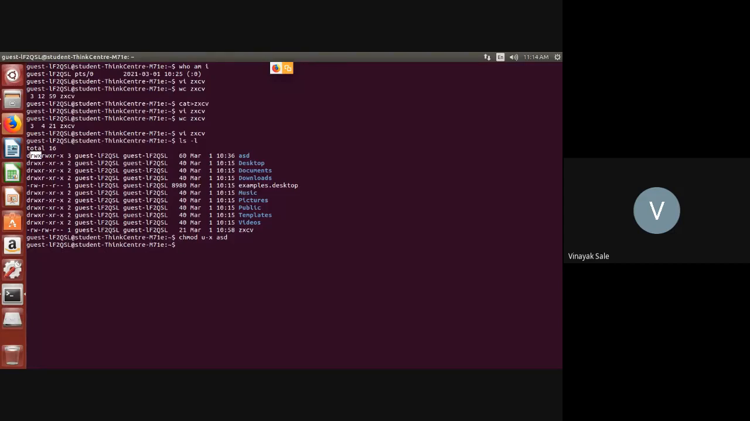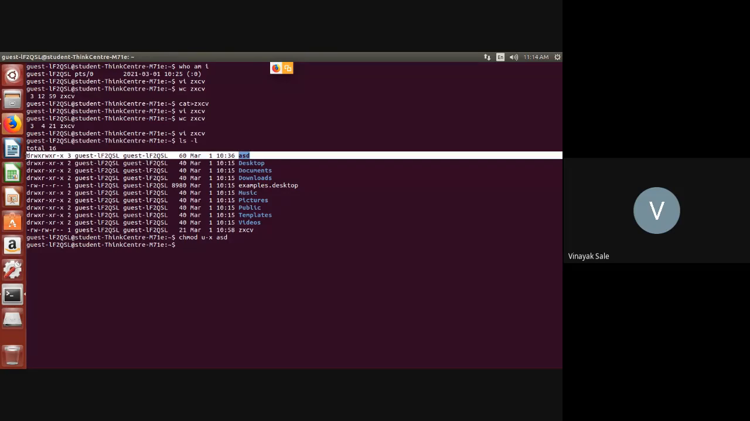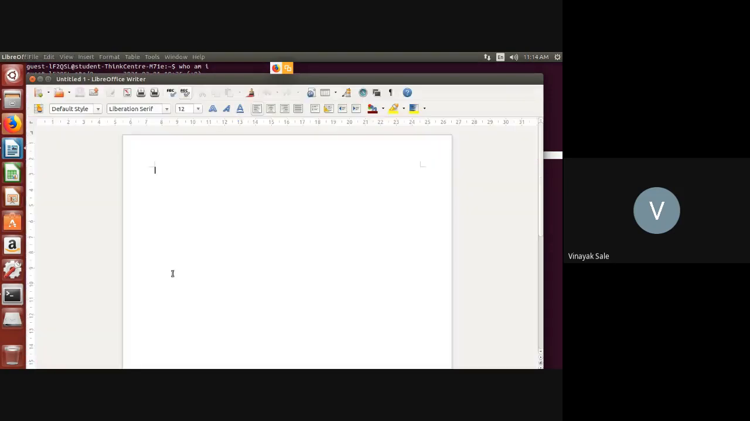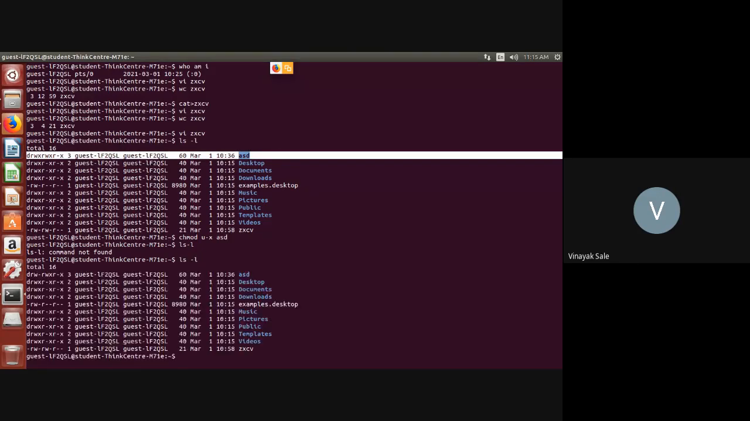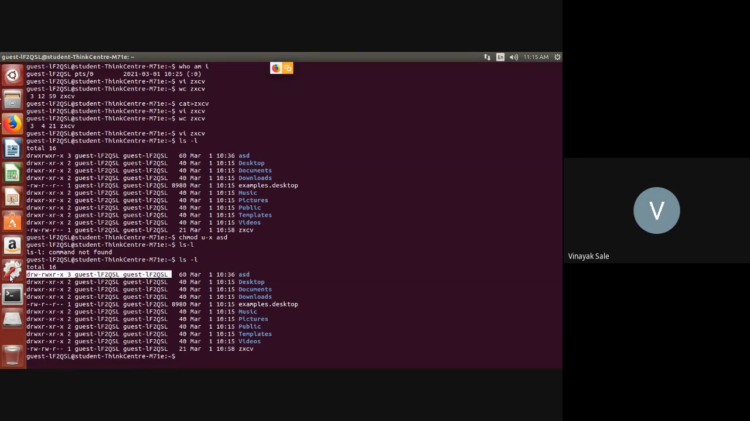See here, firstly see this ASD file, and after the command you will see the changes using the command ls minus l. So here see what is the difference between this file and the previous file.